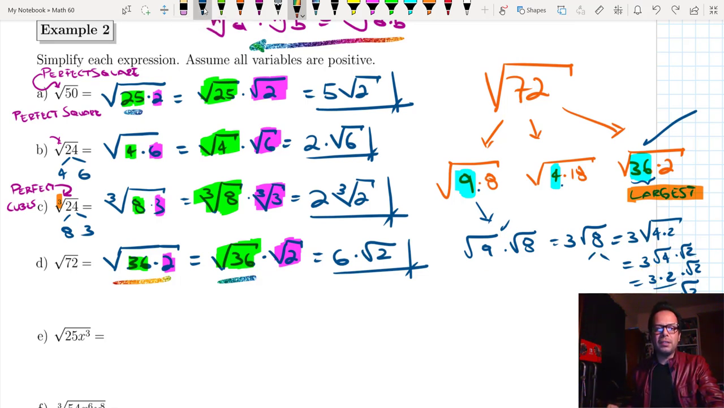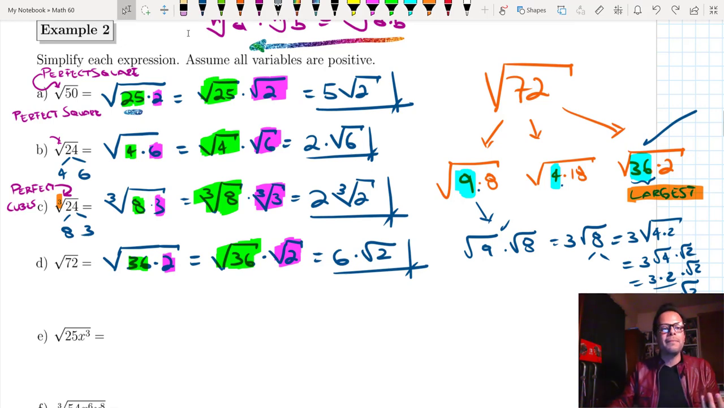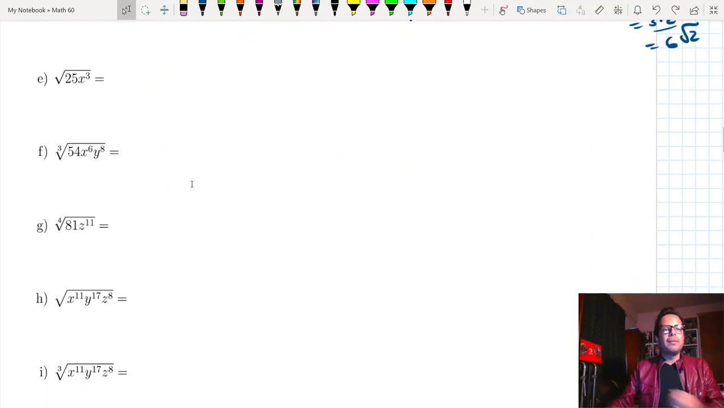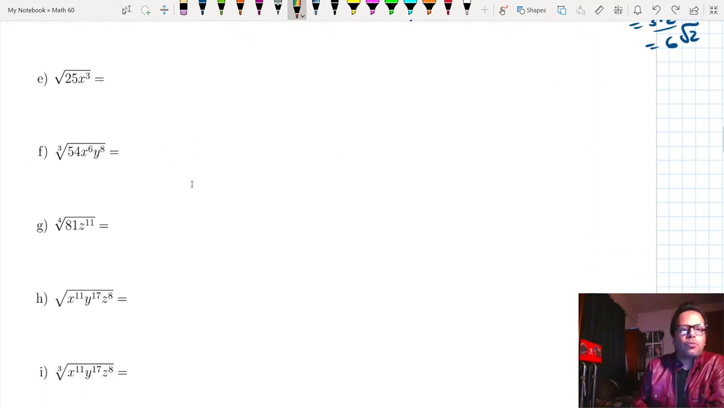Sometimes it takes a little thinking, but again, you have a calculator to play with the numbers to determine whether it's divisible by 2, by 4, by 9, and get the largest number possible. Okay, let's move on to the next example, letter E. The square root of 25 times x cubed.